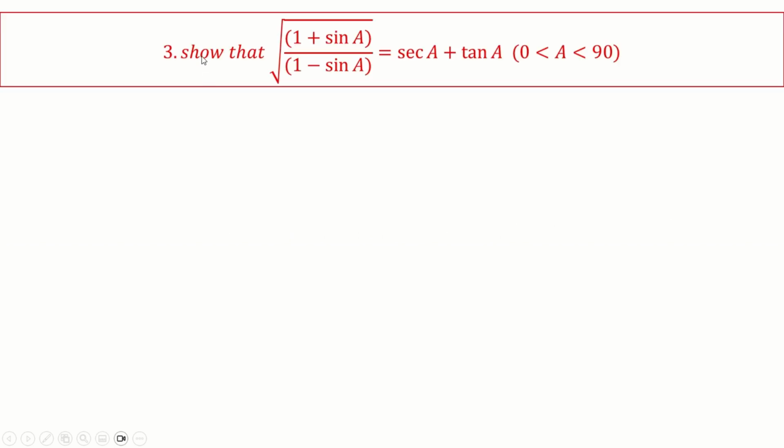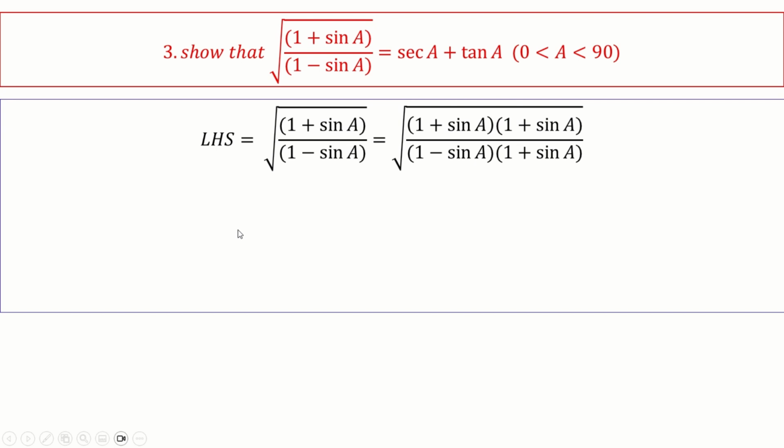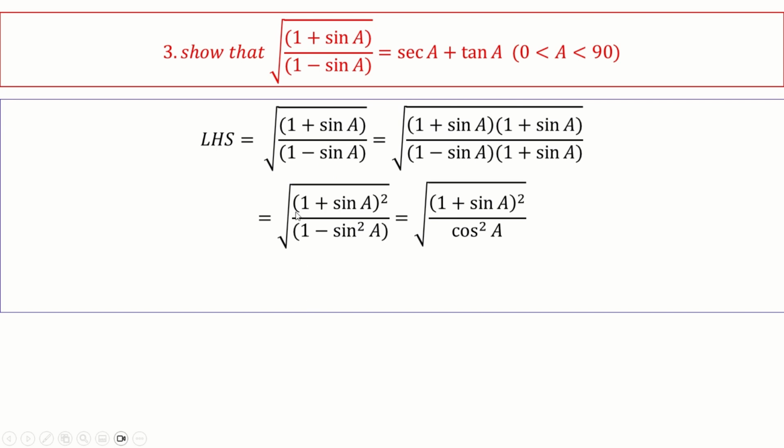Next. Show that the square root of (1 plus sin theta) by (1 minus sin theta) is equal to secant A plus tan A. Okay, so I am multiplying both numerator and denominator with 1 plus sin A. So it will become this value, and that is nothing but (1 plus sin A) by cos A, which is nothing but secant A plus tangent A, which is RHS. Next.